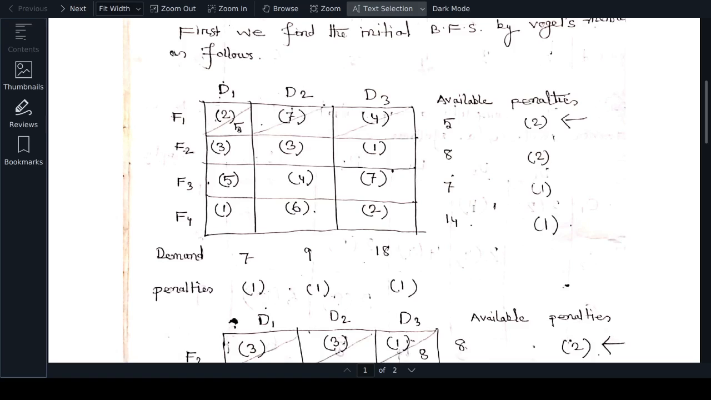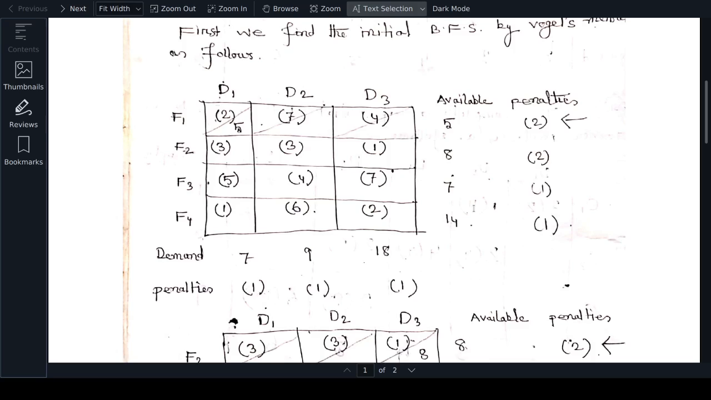So next, in a similar way you find out the penalties, right? In the F3 row, lowest cost 4, second lowest cost 5, penalty is 1. In the F4 row, lowest cost 1, second lowest cost is 2, penalty is 1. First column, lowest cost 1, second lowest cost is 5, penalty 4. Second column, penalty will be 6 minus 4 is 2. Then third column will be 7 minus 2 is 5, right? So you see maximum penalty is what? Maximum penalty is 5, right?